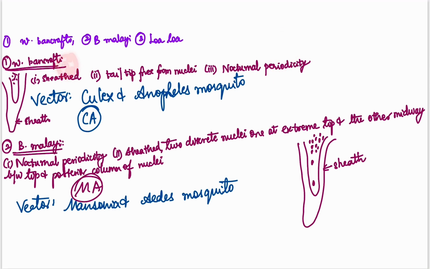are sheathed, and the tail tip is free from nuclei. It is completely banned. There is no nuclei at the tail tip. Tail tip is free from nuclei, and it's sheathed. The name of the vector is CA. Remember CA, which means it is Culex and Anopheles mosquito.